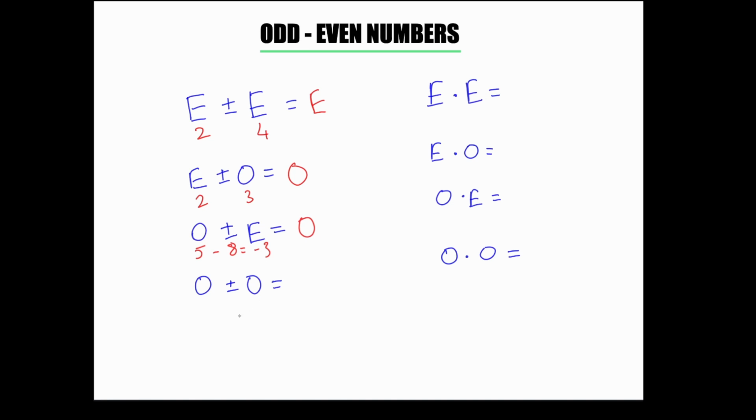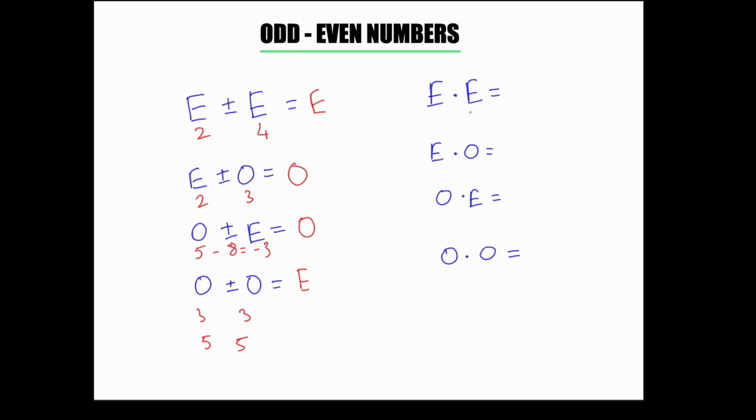Odd plus or minus odd, again, 3 plus 3 would give you 6. It's an even number. Or you can pick 5 plus 5, like you want to keep trying to make sure that it is true. 5 plus 5 is 10. It's also an even number. And now we got to multiplication.